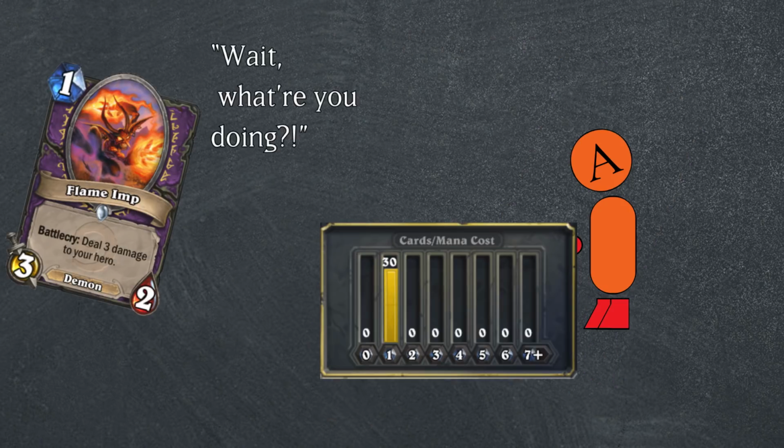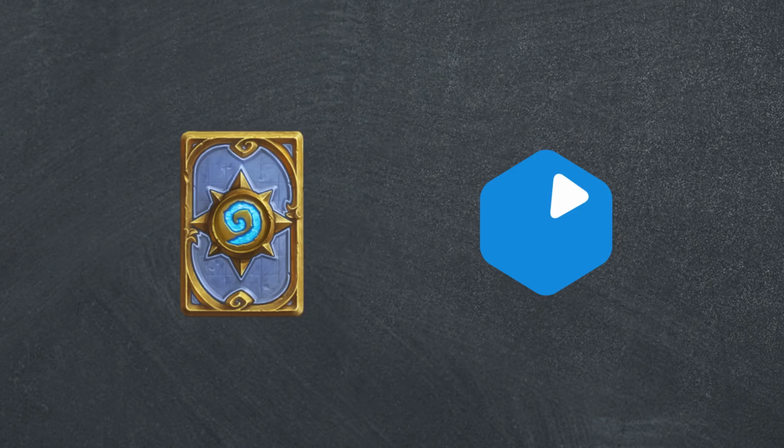But even aggro decks have to use cards of a higher cost. This is because a mana crystal and a card may be equal, but they're not interchangeable.